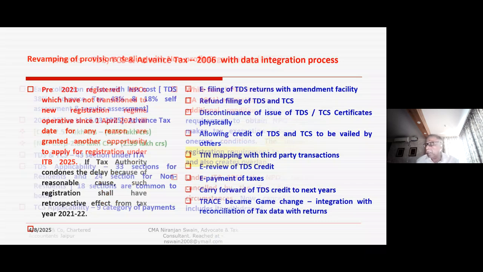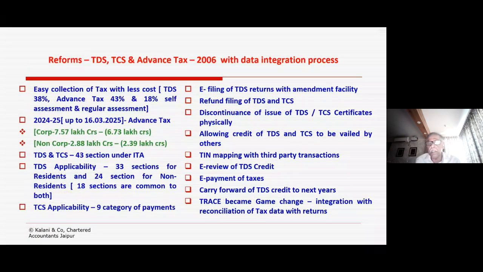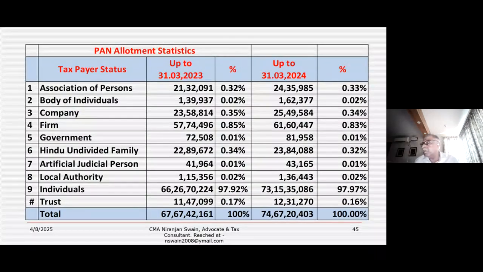TRACES has become the game changer. These things are continuing in the new tax regime, but changes are made. They made it a table. Actually, all the provisions of TDS and TCS have been streamlined in a tabular form. Common provisions have been kept in one place, so it becomes very easy for reference.